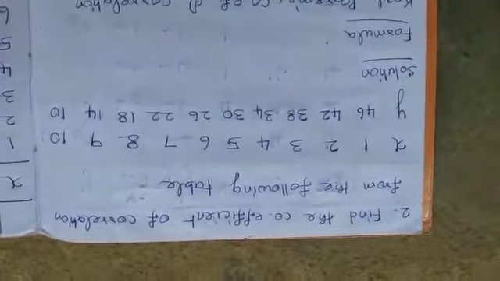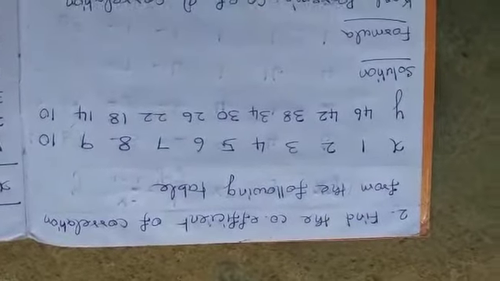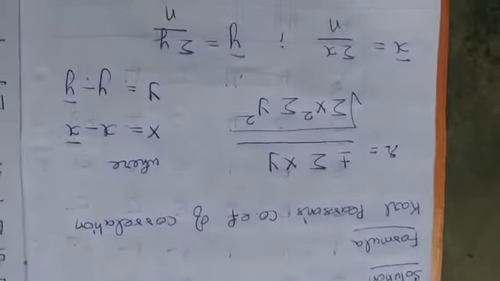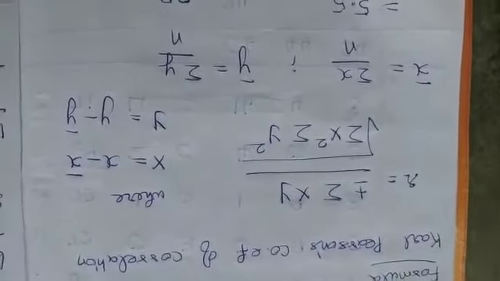Similarly, one more problem I have given. Find the coefficient of correlation from the following table. So the values of x and y are given. Similarly, I have written the formula everywhere. The same thing, and we have to find x bar and y bar.